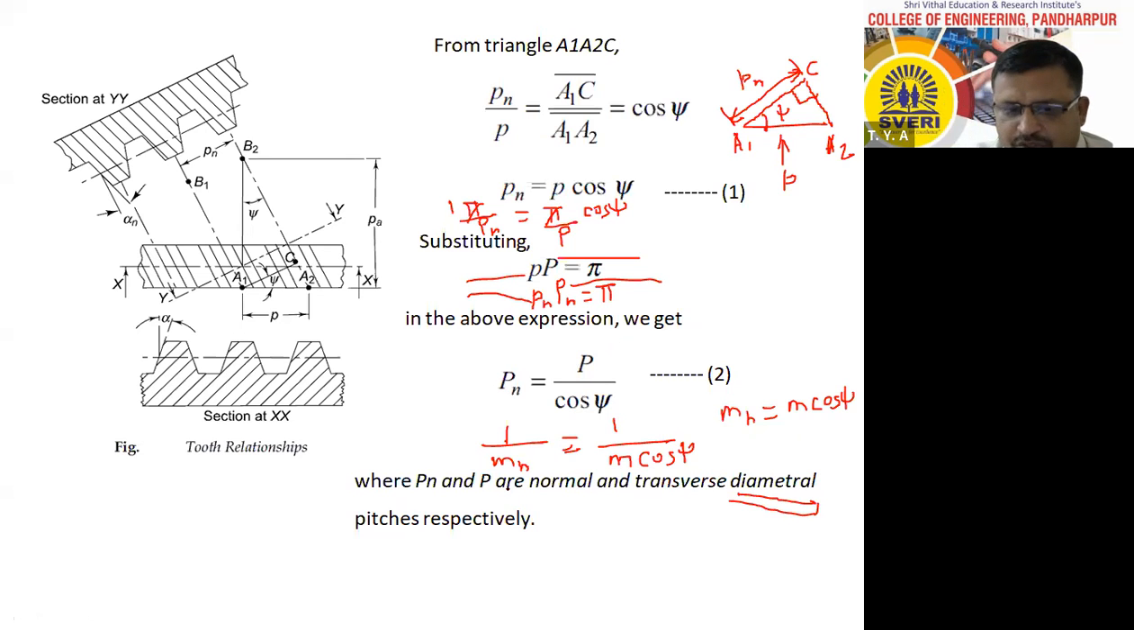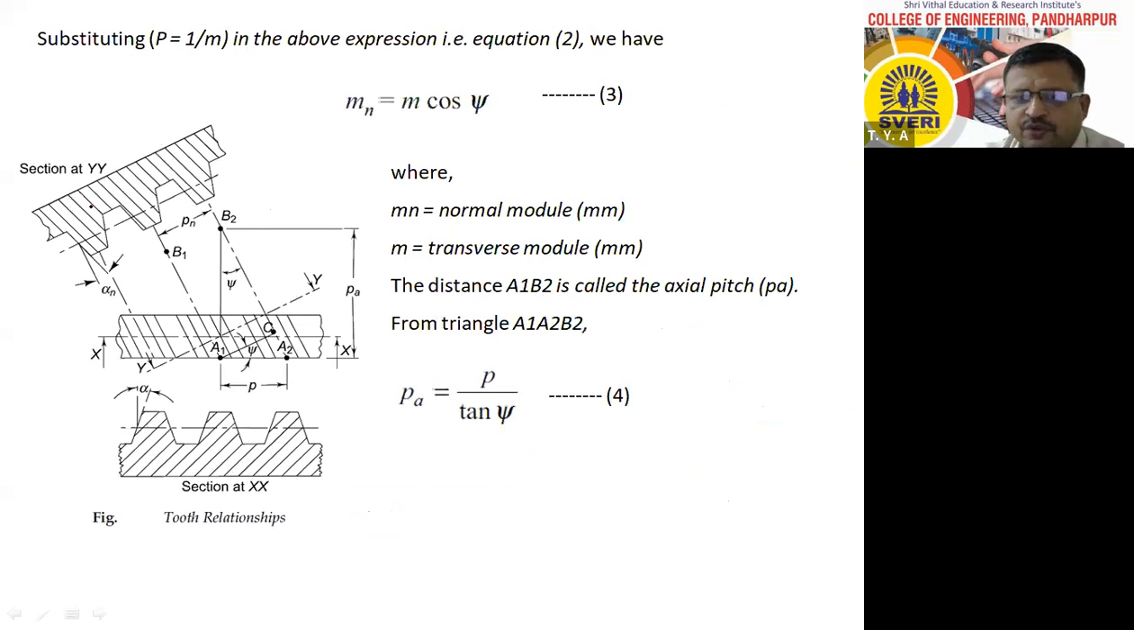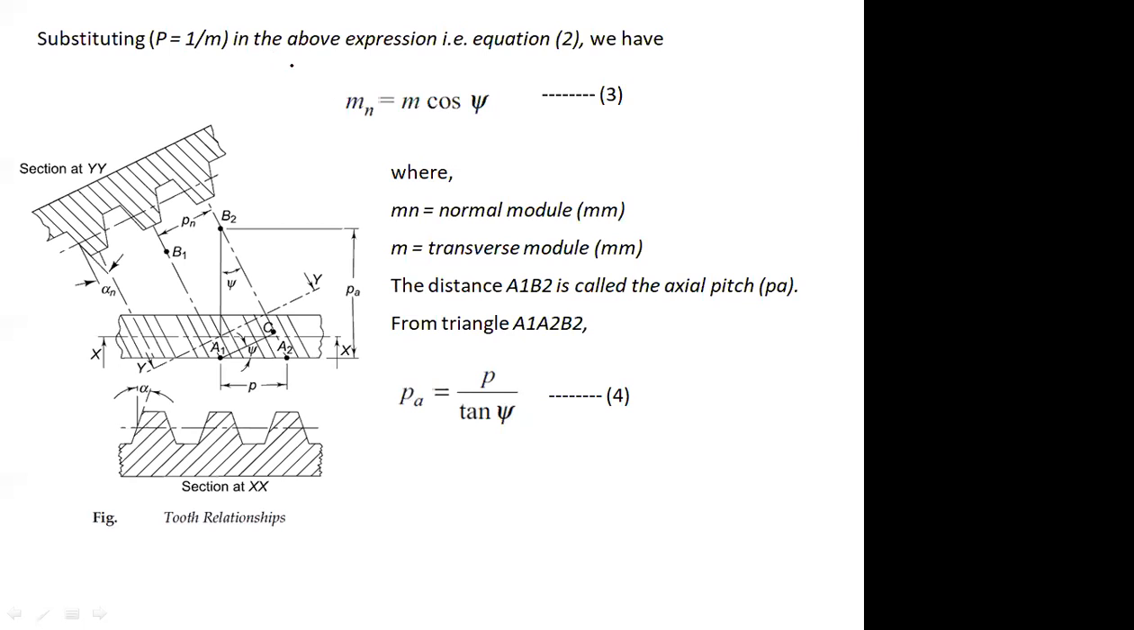समजलं का? पुढचं रिलेशन द्या. Therefore mn is equal to m cos psi, equation 3. And another you write down, where mn is equal to normal module in mm, and small m is equal to transverse module.